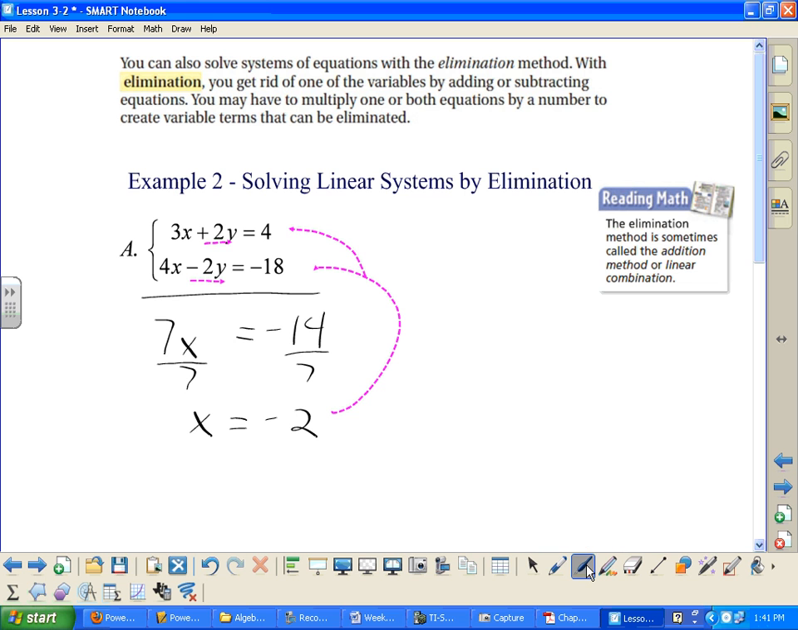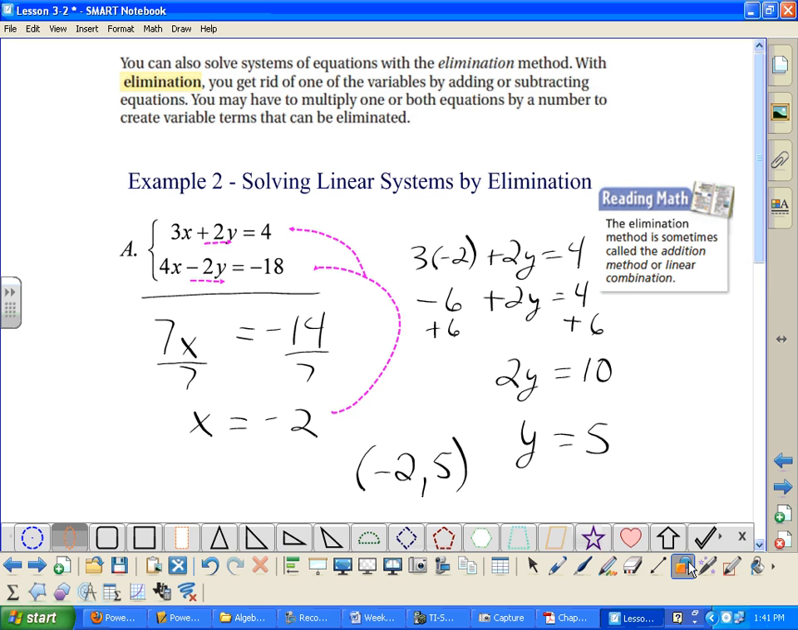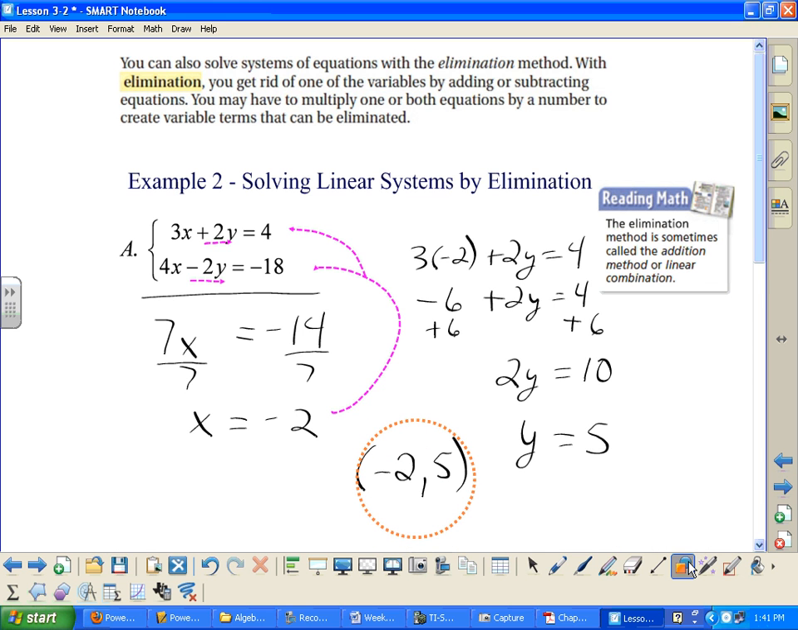So I'll put negative 2 in for x, and solve. So we get y equals 5. So my answer is the point negative 2, 5. And your answer is always a point. Okay? You're not just saying x equals and y equals. You have to write it as an ordered pair because it represents a point.